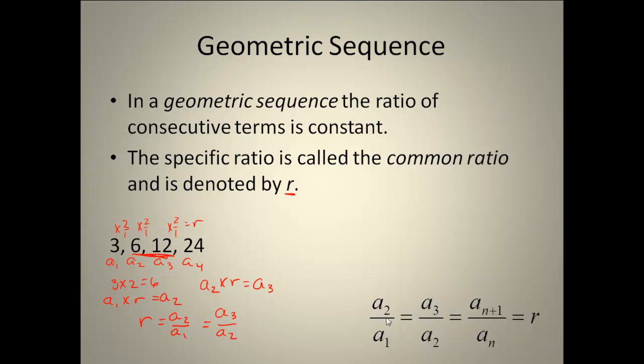That's why most of the time we're going to see our ratio as a sub n plus 1 over a sub n. Now this notation, a sub n plus 1, is just saying one term farther than my nth term. So if my nth term was the 6th term, then my n plus 1th term would be the 7th term. So I take my later term divided by my earlier term.